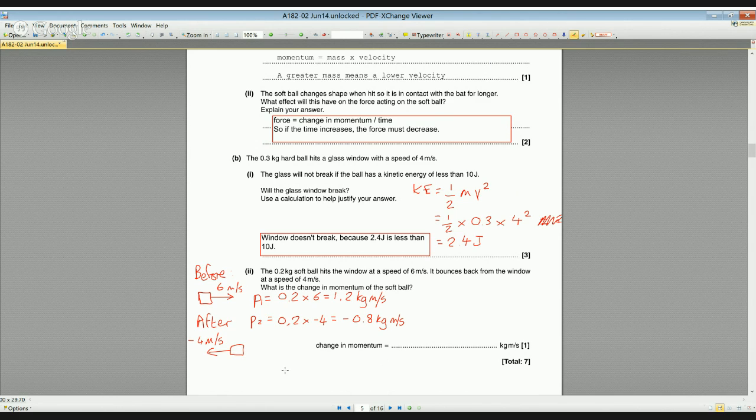So our change in momentum is going to be the difference between these two values. So we're going to take our after, which is minus 0.8, and subtract our before from that, and that will give us an answer of minus 2. So what this is saying is that our momentum is decreasing by minus 2.0 kilogram meters per second. That is our change in momentum. We don't need the minus sign here necessarily. We're just saying that the momentum is changing by 2 kilogram meters per second. A really hard question, that question thrown in to very much identify the strongest students in this exam paper.